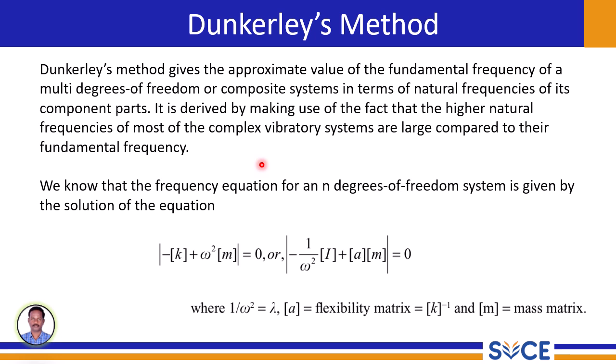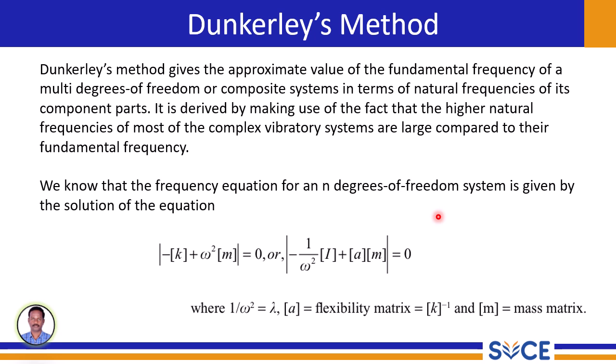On this slide, you see the general frequency equation for an n degree of freedom system. The equation is represented by the determinant of minus stiffness matrix plus omega square mass matrix being equal to 0, or equivalently the determinant of minus inverse of omega square into identity matrix plus A matrix, that is the flexibility matrix, into mass matrix, also equal to 0. This forms the basis of our vibration analysis.